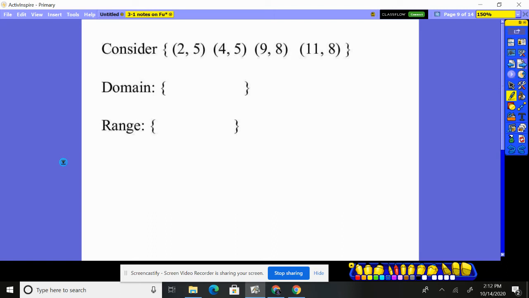Here, domain. 2, 4, 9, 11. Piece of cake. Well, what about the range? Well, we have a 5 and a 5. I only need to list it once. An 8 and an 8. I only need to list it once. No sense in listing it twice. So the range, the y values, are 5 and 8.